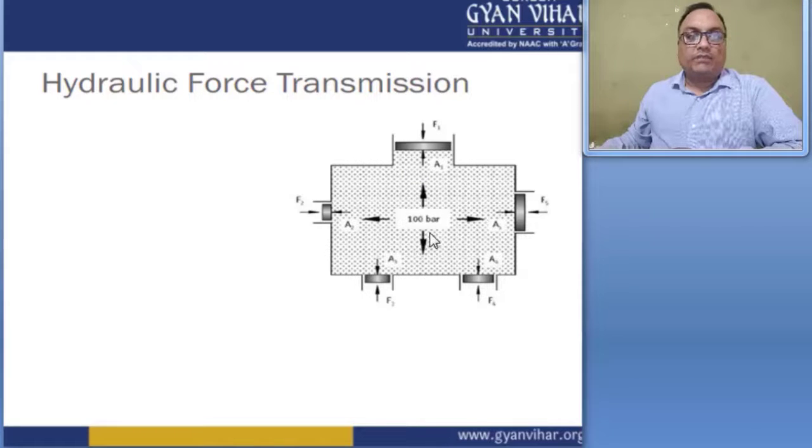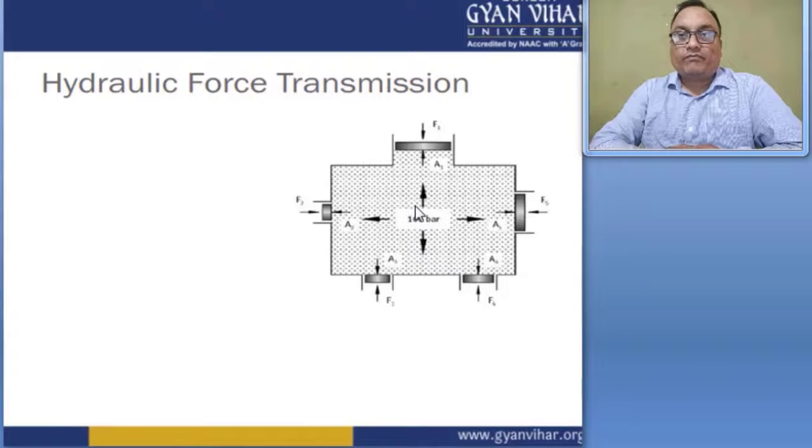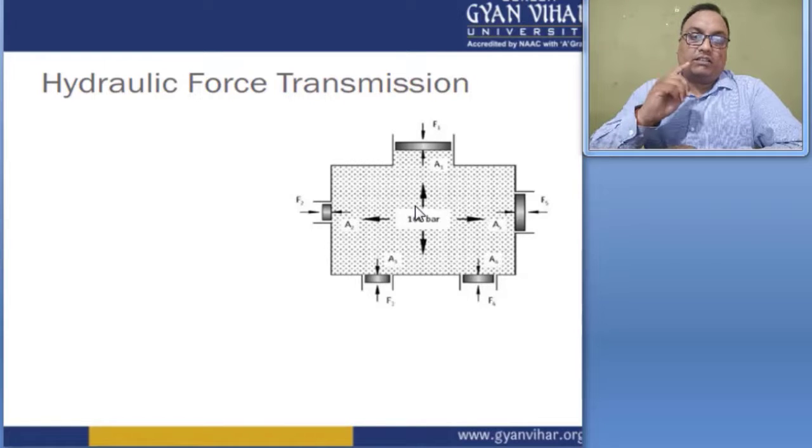Suppose here is 100 bar pressure. So this piston experiences 100 bar pressure, this also experiences 100 bar, and this also experiences 100 bar. But the forces are different due to the area. So if the area is different, the force of each piston is different in these cases. But the pressure is equally distributed.